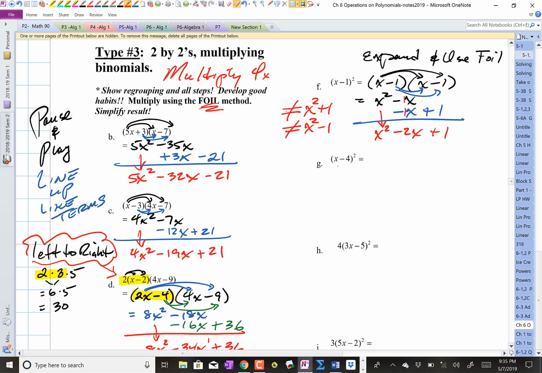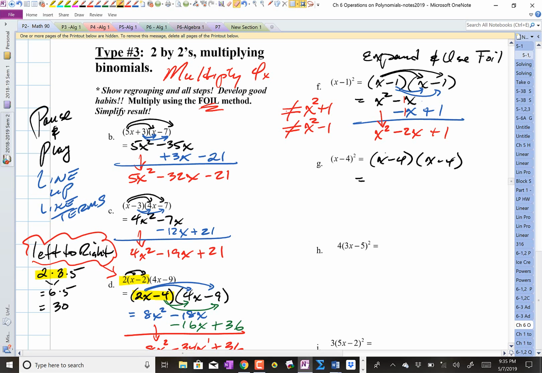Like on this next one here, it's not equal to x squared minus 16 or x squared plus 16. It just flat out isn't. So what you got to do, my friends, is expand it like this right here, and multiply your binomials using the distributive property or FOIL method. So pause the video and go for it.